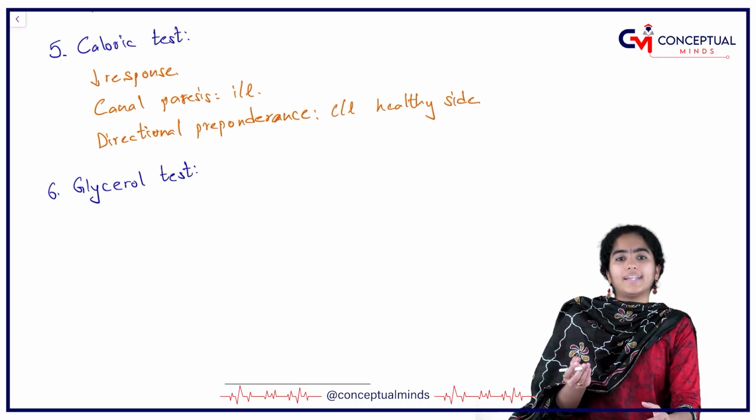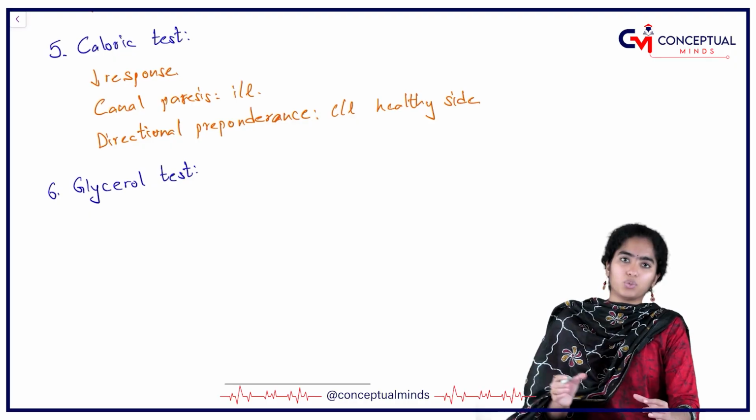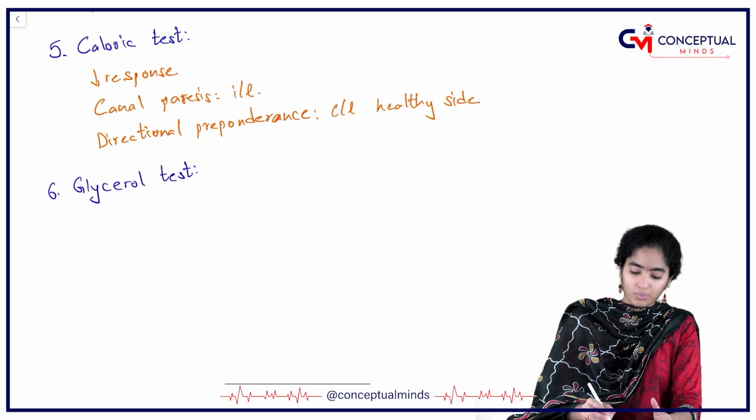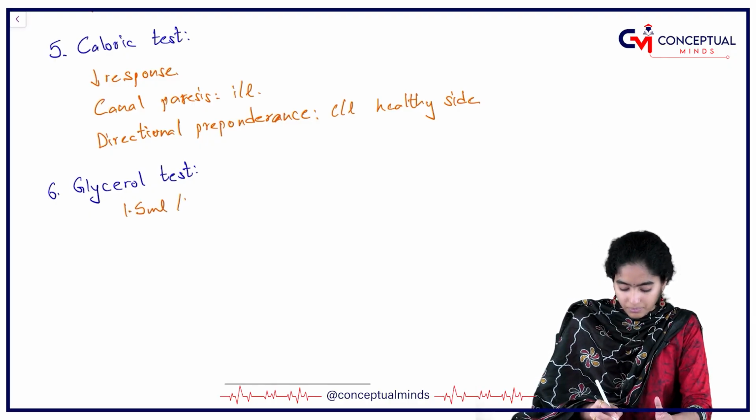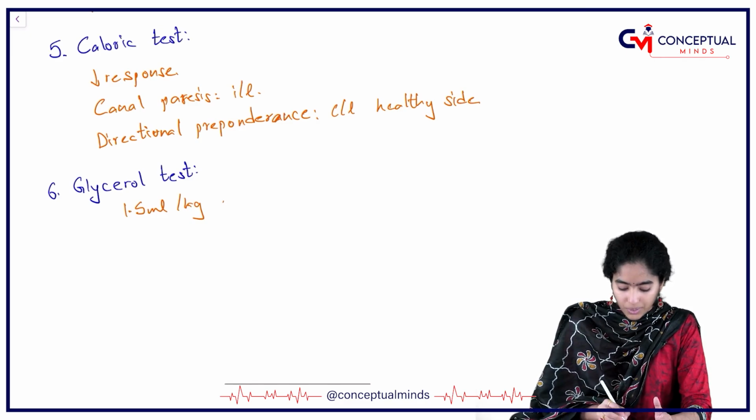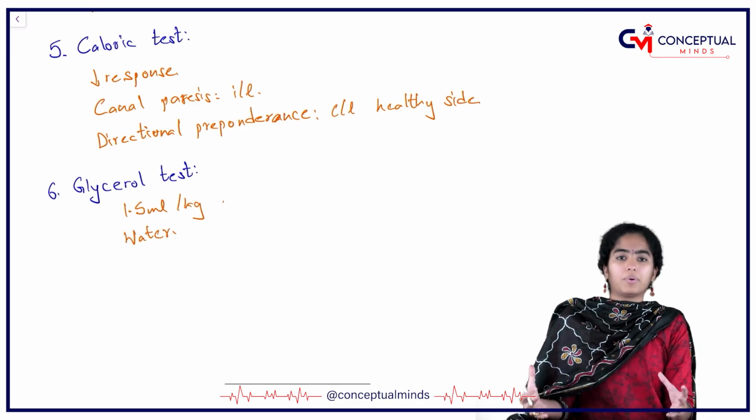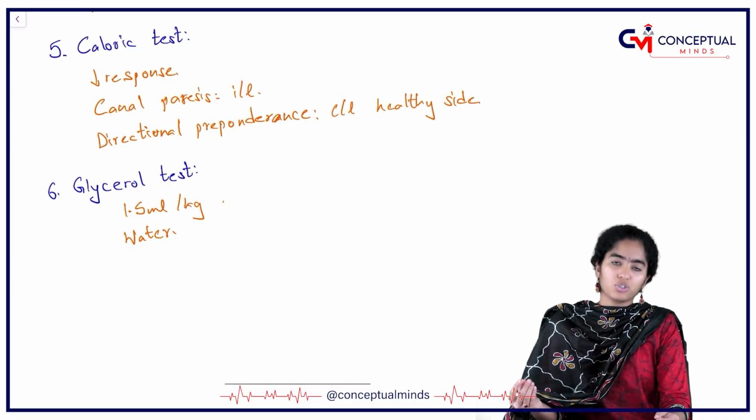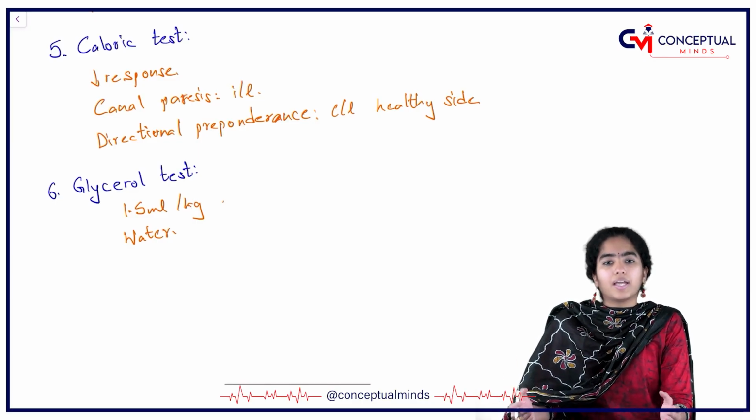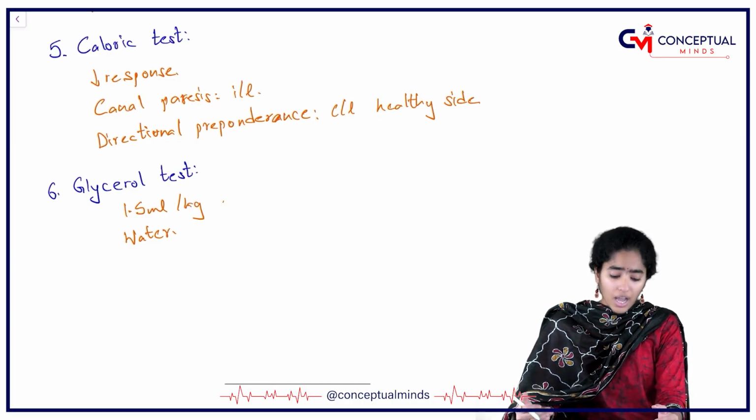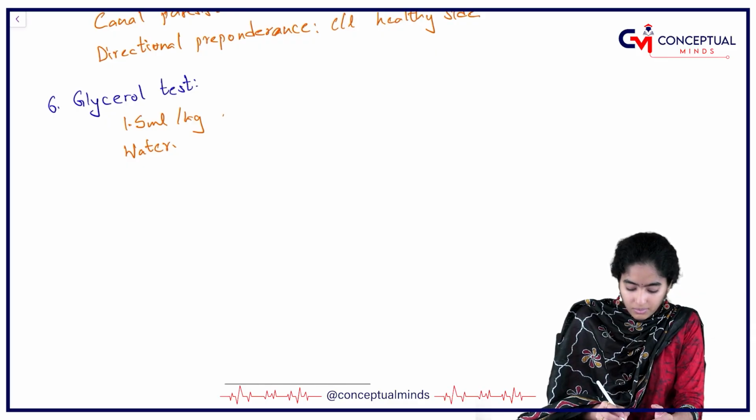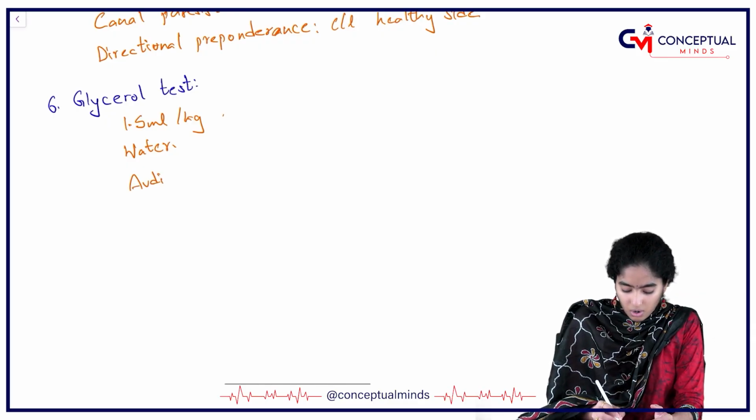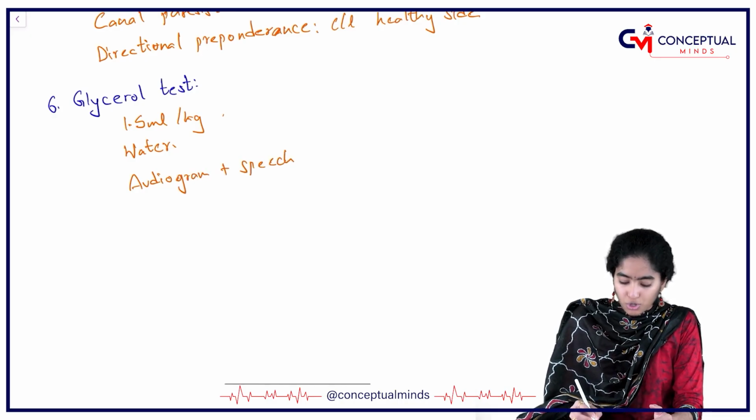So what we do? We take some amount of glycerin and mix it with an equal amount of water. How much glycerin do we take? 1.5 ml per kg body weight. Both of them are mixed, and to facilitate drinking by the patient, we add some flavor or some lime juice to it and make the patient drink that. And after that, we do an audiogram, pure tone audiometry, and also speech audiometry.